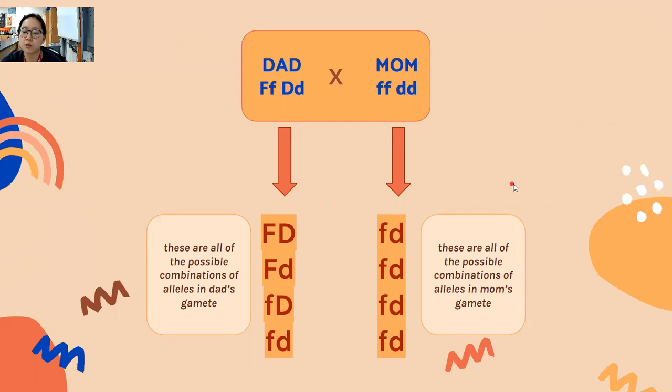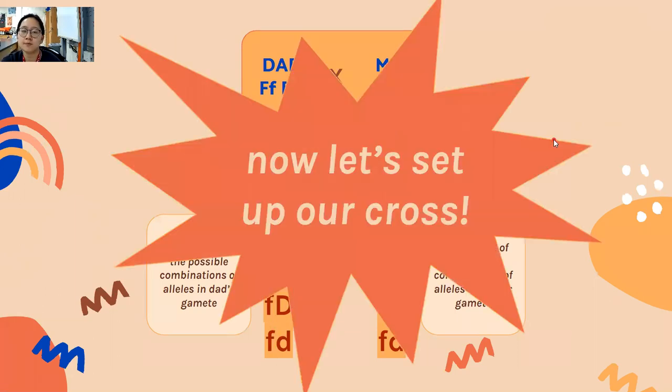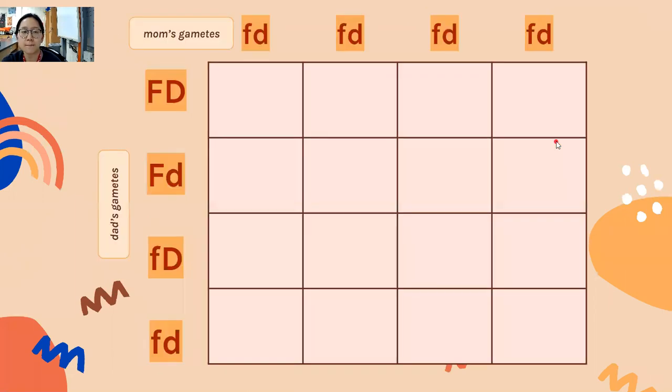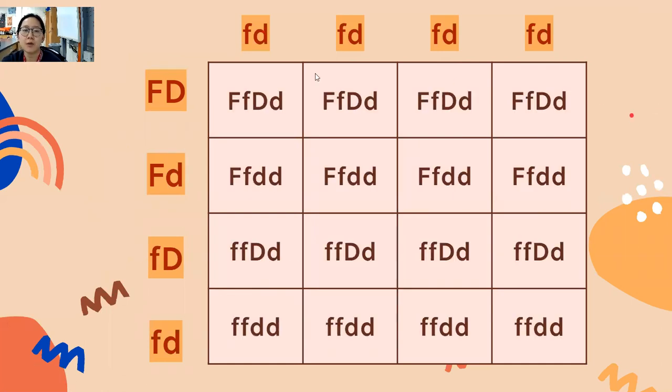So these are all the possible combinations of the alleles in the dad's and the mom's gametes. So her eggs can each contain this, and his sperm can each contain this. So let's set up our cross now. So we're putting the mom's 4 separately across the top and the dad's 4 separately across the bottom. Now we're going to pull them in.